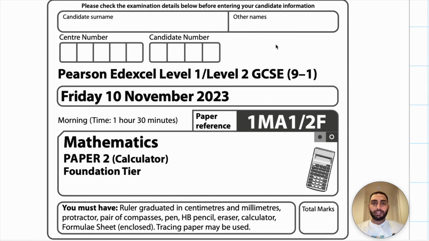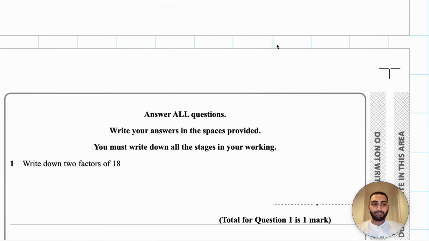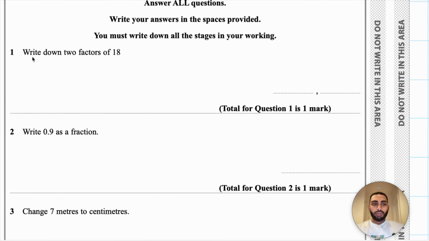It's Edexcel GCSE Maths Foundation Calculator Paper 2 from November 2023. Let's get straight into it. Question 1. Write down two factors of 18. Factors just means what numbers can we divide by without leaving a remainder. So 1 would go into any number and 18 would divide by itself, so 1 and 18 would be fine.